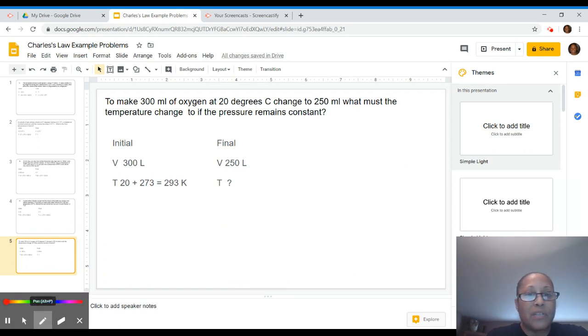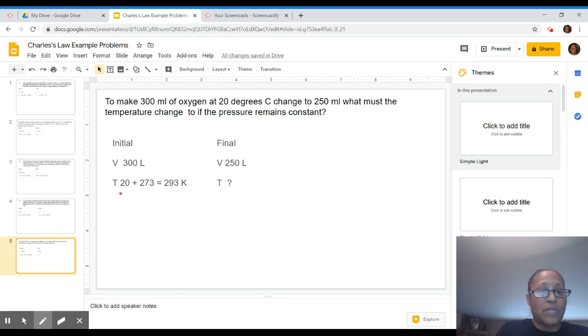All right, I got one final example for you. To make 300 milliliters of oxygen at 20 degrees Celsius change to 250 milliliters, what must the temperature change to if the pressure remains constant? Remember, for all of Charles' law problems, the pressure is constant, so it's not involved in the calculation at all. I took my 20 degrees Celsius and change it over to Kelvin. 20 plus 273 equals 293. And now I'm ready to find out what the final temperature is.